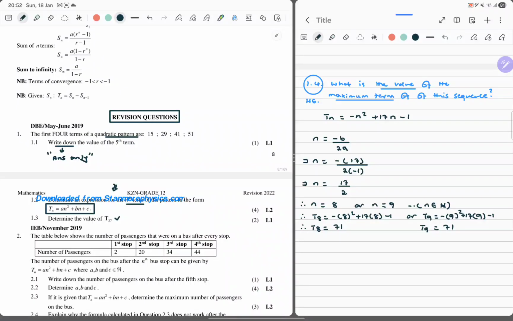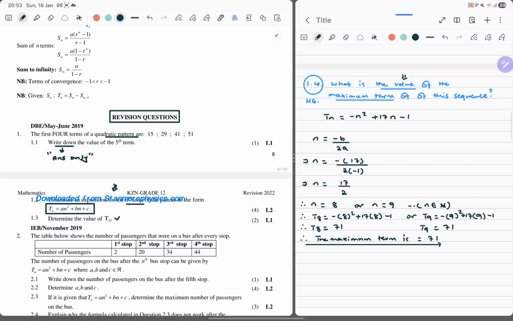So now we answer the question. Therefore, there's so many therefores here, I could not avoid them. We can say, therefore, the maximum term is equal to 71. It doesn't matter that there's two of them, but the question was on the value of that maximum.